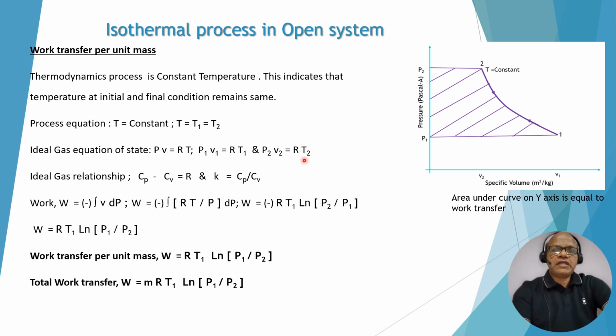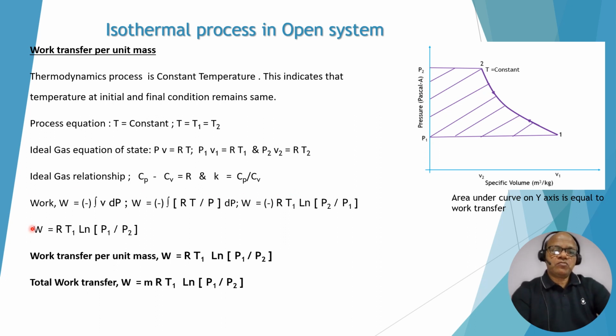Now the same work transfer, heat transfer, and energy transfer for the open system. On the PV diagram, the area on the y-axis will be the work transfer. So we can see this same equation. Process: T is constant, so T1 is equal to T2. Ideal gas equation: PV is equal to RT, P1 V1 equals RT1, P2 V2 equals RT2. Ideal gas relationship: Cp minus Cv is equal to R, and k is equal to Cp by Cv.